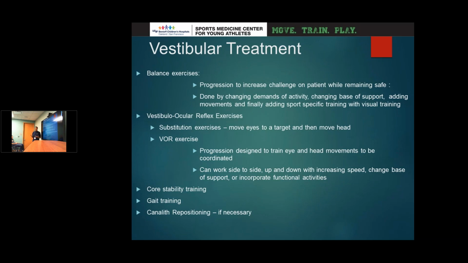And so then gait training, like I said, you get sway, you get funny walks, things like that, because they're just not feeling balanced. You need to retrain that as well with different head movements. And then finally, if necessary, like I said, they can do a little stone repositioning in there.